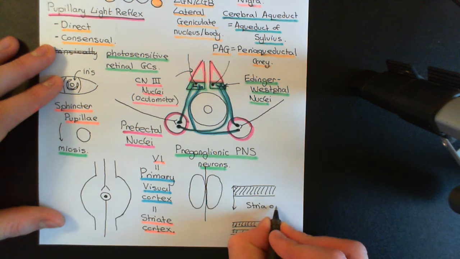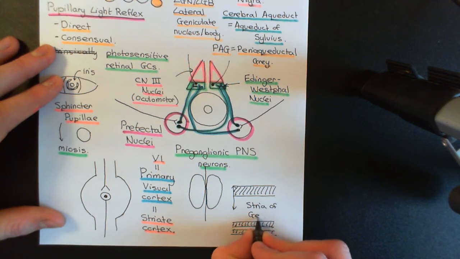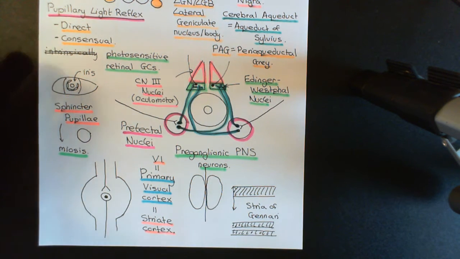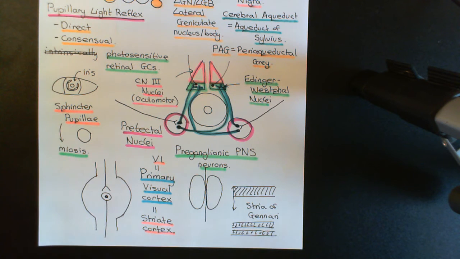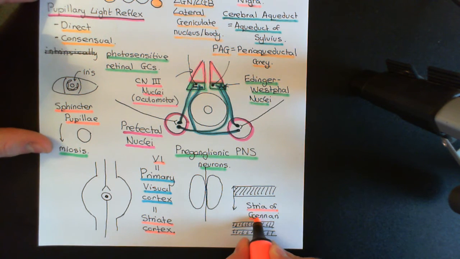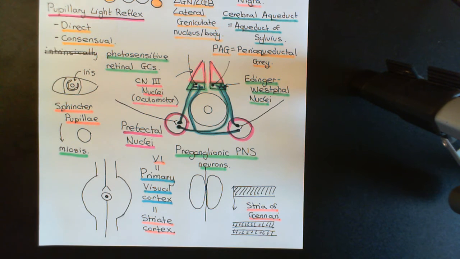the stria of Gennari. Stria, I believe, means stripe, and Gennari is the person who first discovered it, I would presume. Hence why the primary visual cortex can also be referred to as the striate cortex, the stripy cortex, the cortex with this white matter stripe.